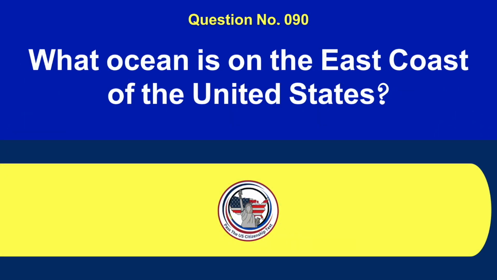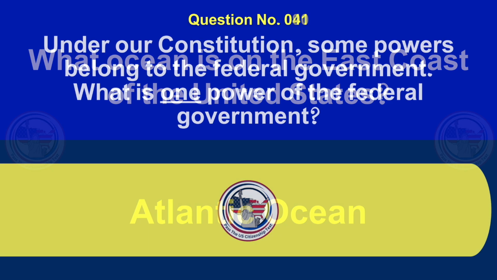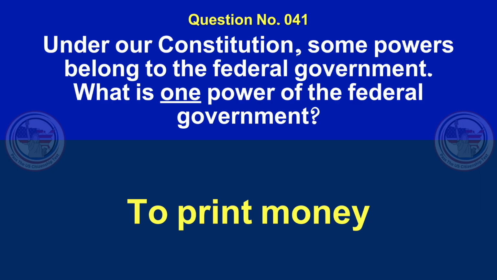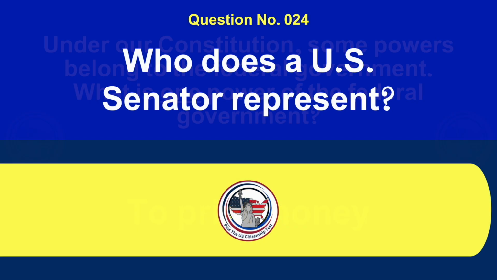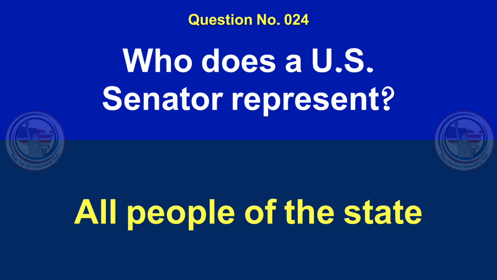What ocean is on the east coast of the United States? Atlantic Ocean. Under our Constitution, some powers belong to the federal government. What is one power of the federal government? To print money. Who does a U.S. Senator represent? All people of the state.